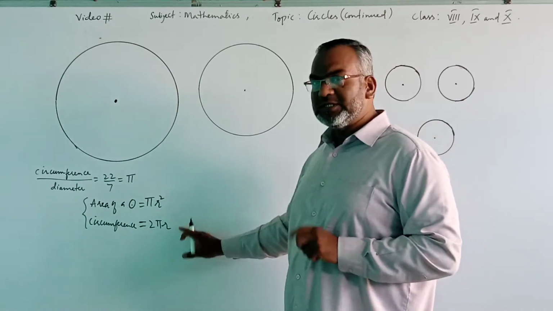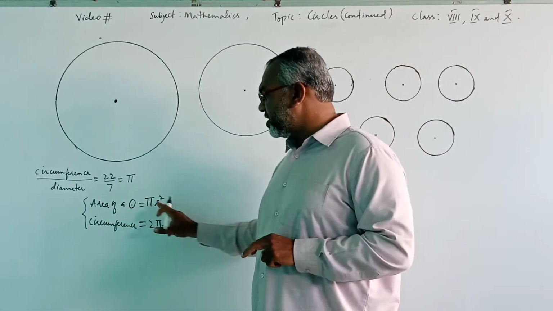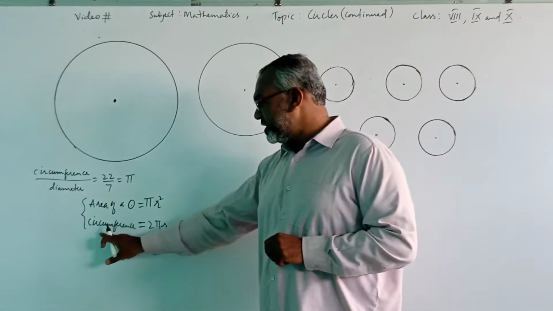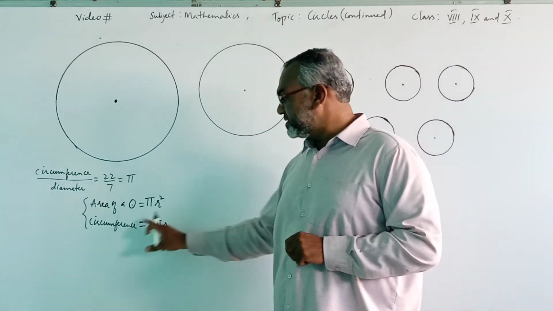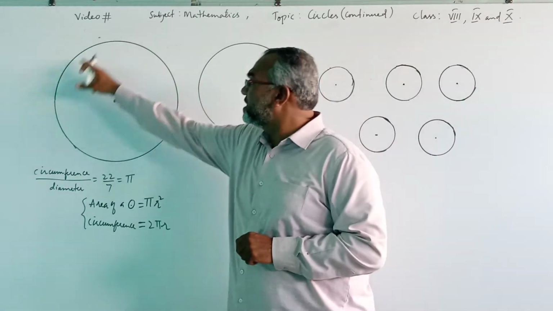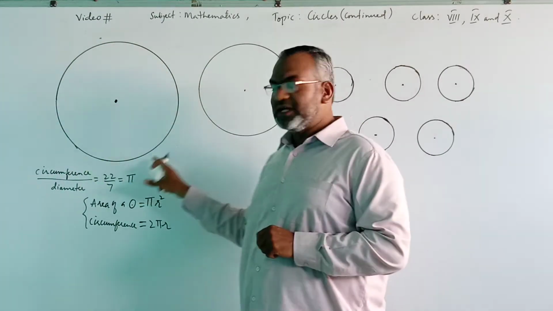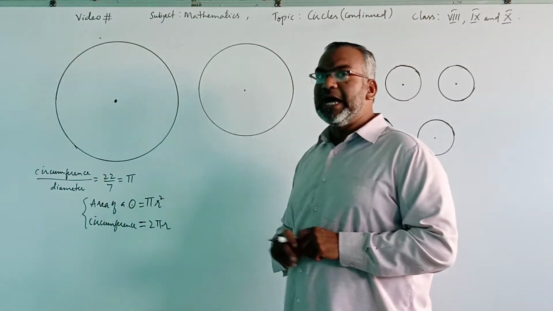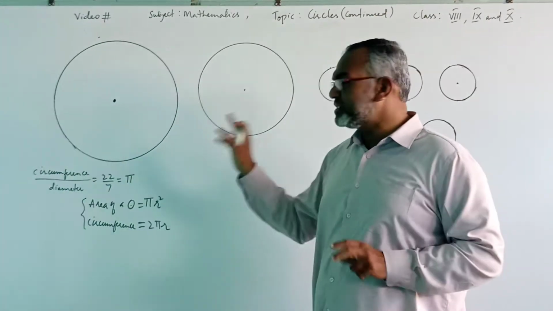Now, these are the formulas. Learn these formulas. Area of a circle is pi r square, where r is the radius, and circumference of a circle is always 2 pi r, where r is the radius of the circle.